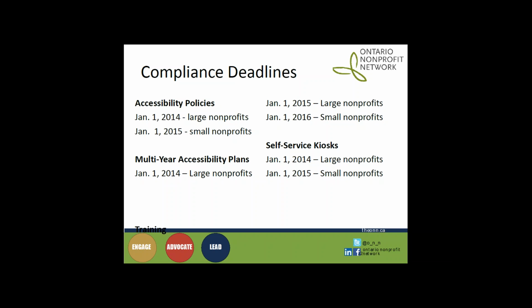The deadlines basically have all passed, so all organizations by now should have their accessibility policies as they relate to the IASR standards. Large organizations should have created their multi-year plans, and those who have self-service kiosks, going forward, designing or buying new ones, need to be thinking about accessibility.